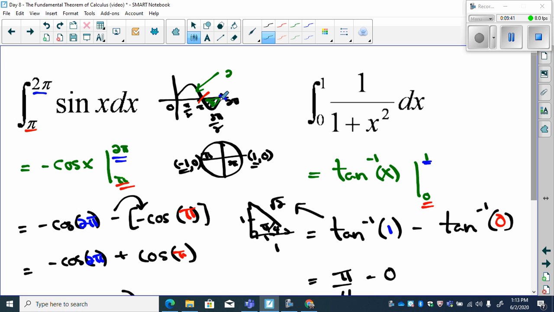Okay, now let's look back to here. Remember I said from 0 to pi, that should give me an area of 2. Well, if I just go from 0 to pi over 2, it's going to give me half that area, which would be 1.